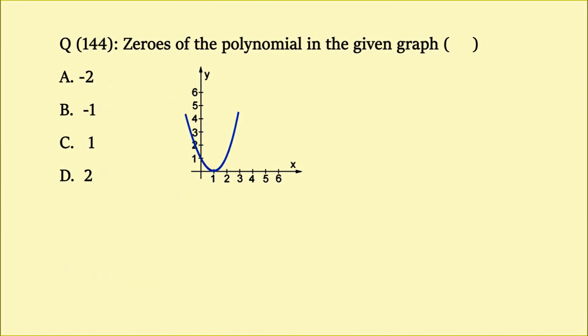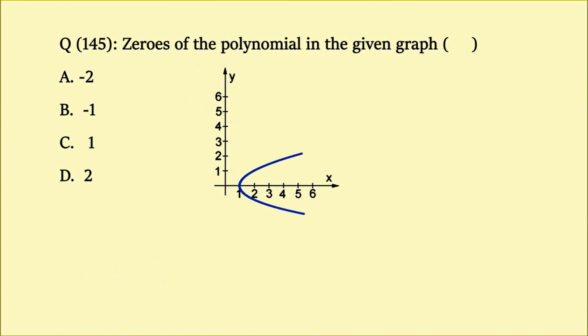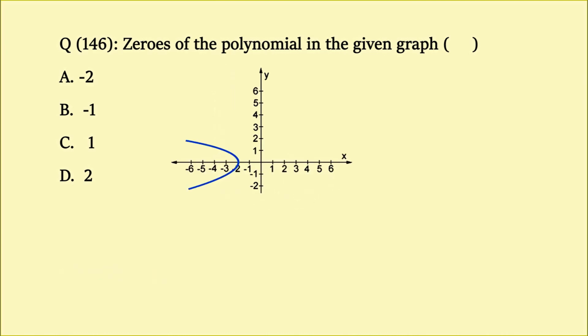Question number 144. Zero of the polynomial in the given graph. You can see the x-axis and the graph are intersecting at point 1. So the right answer is C. Question number 145. Zeros of the polynomial in the given graph. As you see, the graph and x-axis are intersecting at 1. So the right answer is C. Question number 146. Zero of the polynomial in the given graph. As you see, the curve intersects the x-axis at minus 2. So the right answer is A.